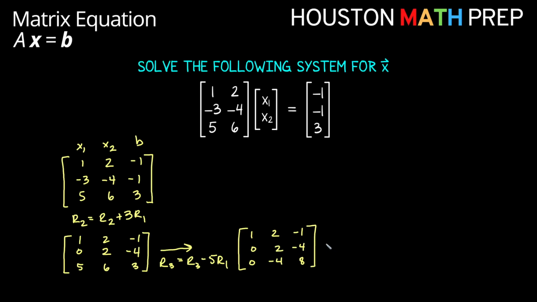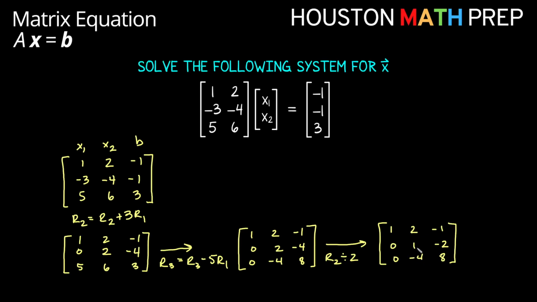I'm going to go ahead and keep working sideways here. So I'm going to create a 1 here in this second row where my lead entry is. So I'm just going to take row 2 and I'm going to divide it by 2. So row 1 will stay the same, 1, 2, -1. Row 2 becomes 0, 1, -2. Here we have 0, -4, 8. You might already sort of see what's happening.